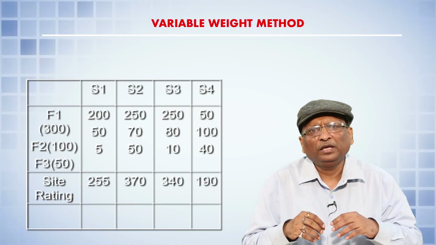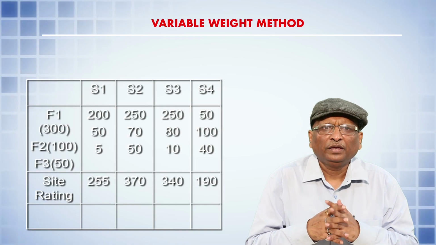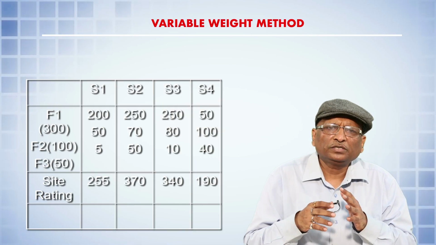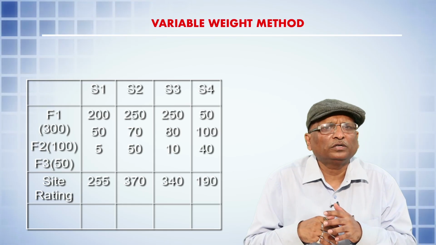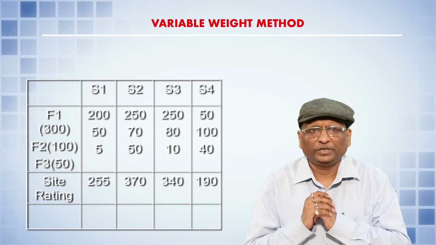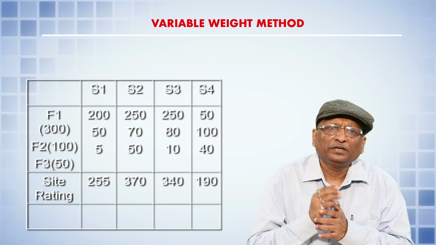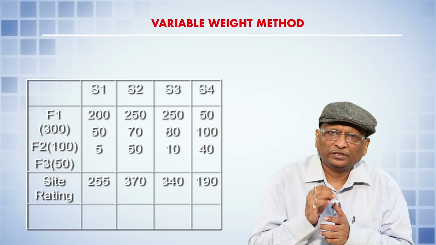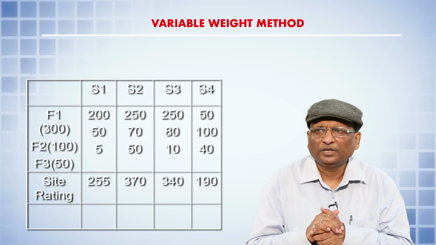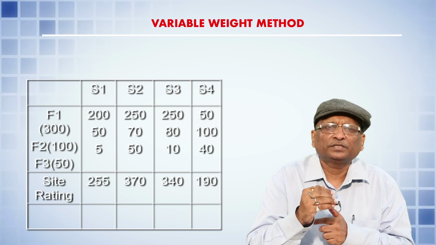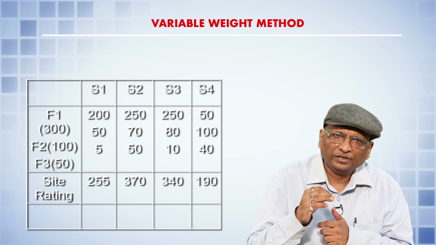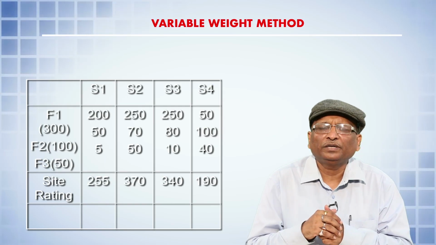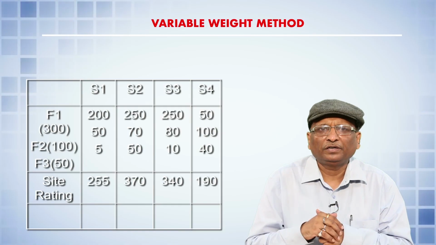Now, we will come to the variable weight method. Now, for each factor, because all factors are not equally important. So, what we have done, factor 1 is more important, so we have assigned the weight 300. Factor 2 is lesser important, we have assigned weight 100. Factor 3 is least important, we have given the weight 50.